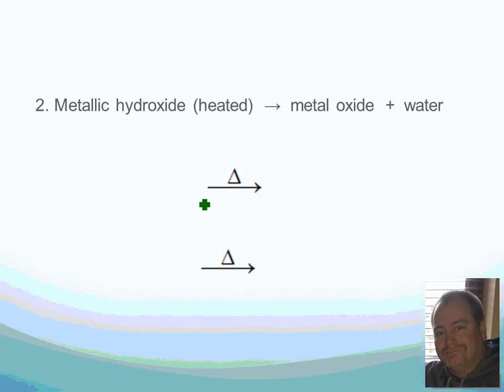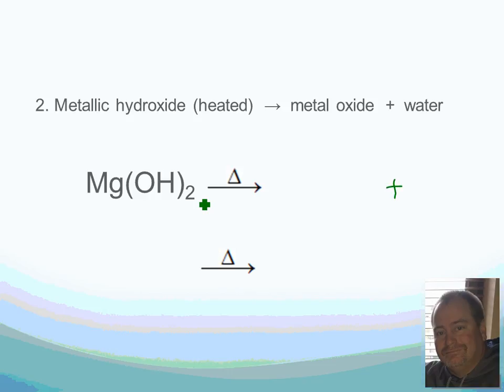My second decomposition reaction is a metal hydroxide heated. A metal hydroxide heated will yield a metal oxide and water. Here is a metal hydroxide, magnesium hydroxide, heated, giving a metal oxide and water.